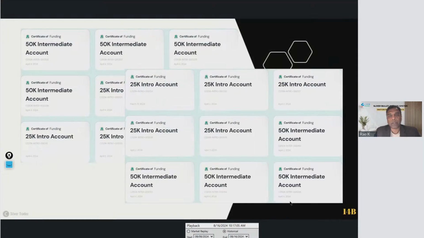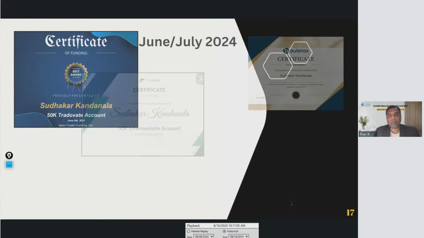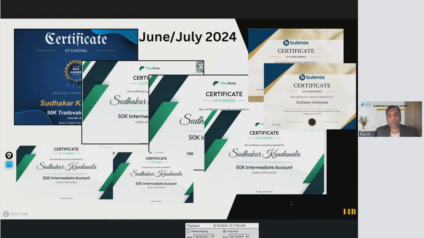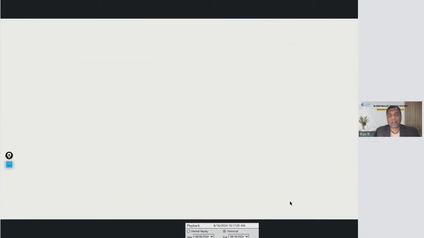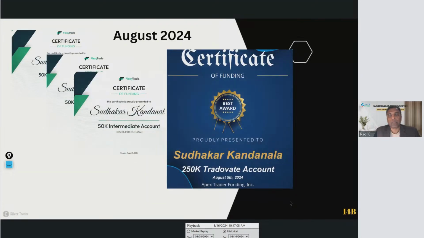So these are all the certificates that we have achieved in our own business in the last 8 months since our inception. We started in November last year, and since then we have passed more than 35 evaluations. So all these are certificates from those evaluations.